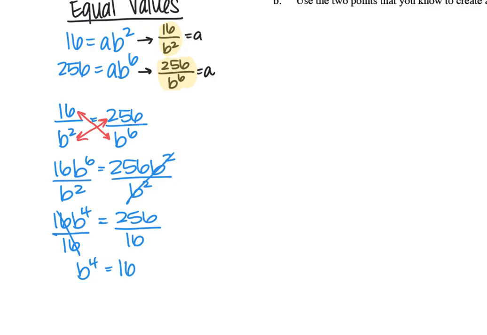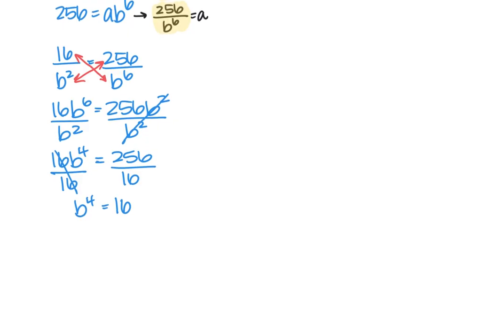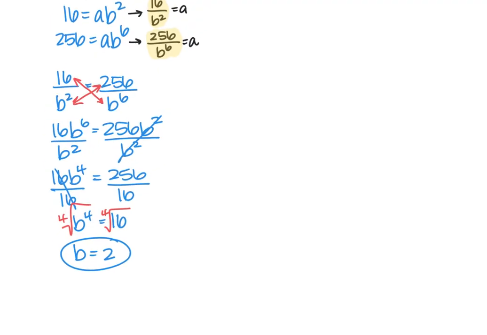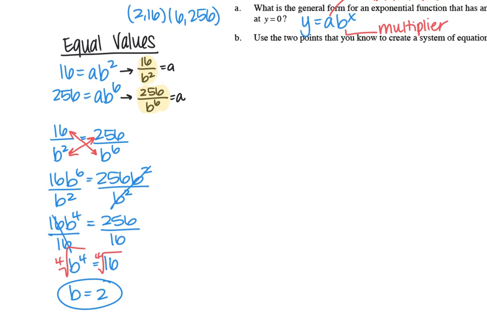My last order of business here is going to be to take the 4th root of both sides. When I take the 4th root of both sides, I end up with b equals 2. And now that I have a b value, just like with anything else, I can take that and plug that into an equation and I can solve for a. When I do that, I'm going to pick the equation with the smaller exponent. So I'm going to take my b value and plug it into 16 equals ab squared.